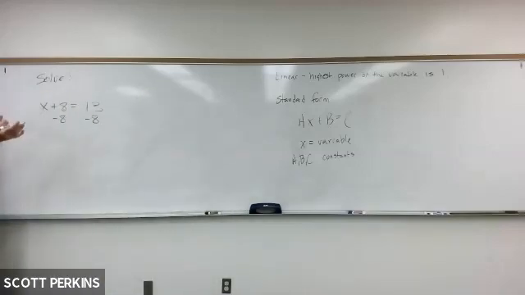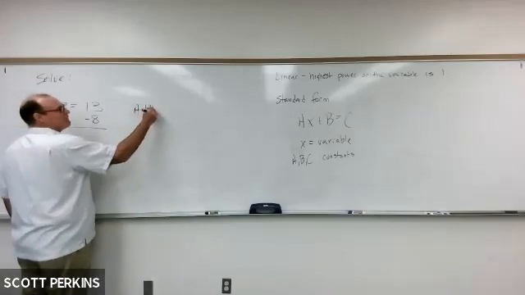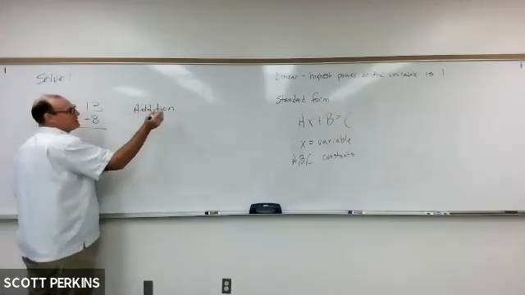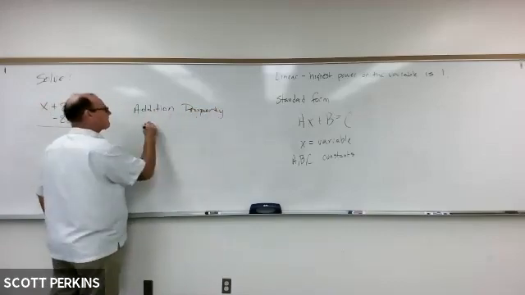This is how I like the work to look, but if you had a different class and your work looks different, I'm comfortable with that. So I'm subtracting 8 from both sides. This is called the addition property of equality. I know we're subtracting, but it's just another form of addition. It's called the addition property of equality.